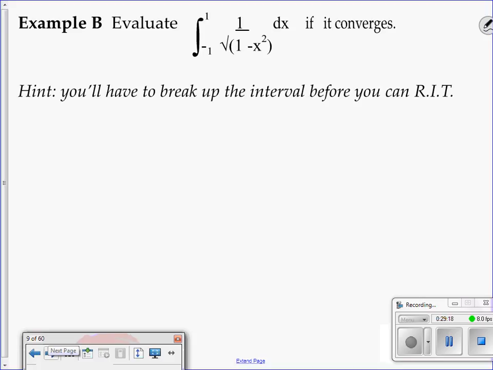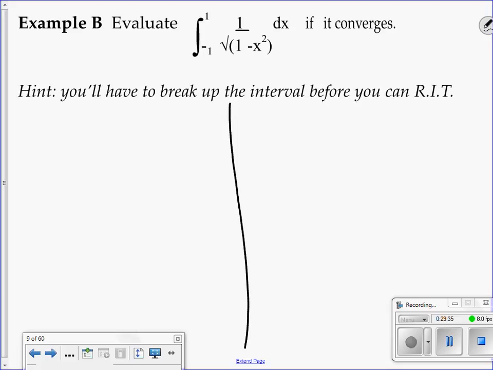B. This is the bad one. Should we skip B? We'll do them both separately. But let's break it up. Where do you want to break this one up? 0. Because we have vertical asymptotes at negative 1 and 1.